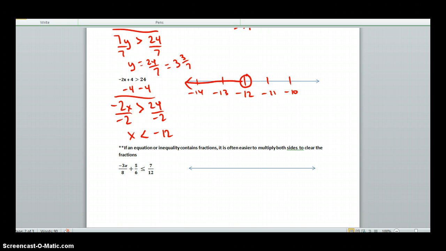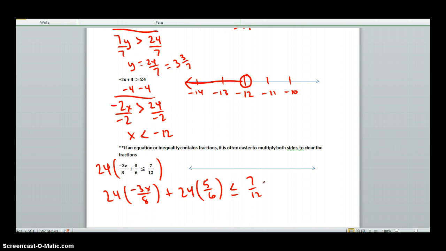If an inequality contains a fraction, we need to clear out the denominators. So the LCD of 8, 6, and 12 would be 24. So we're going to multiply every single term times 24. Let's go ahead and do that. Make sure you're distributing 24 to all 3 terms, and then we can go back and cancel as necessary.